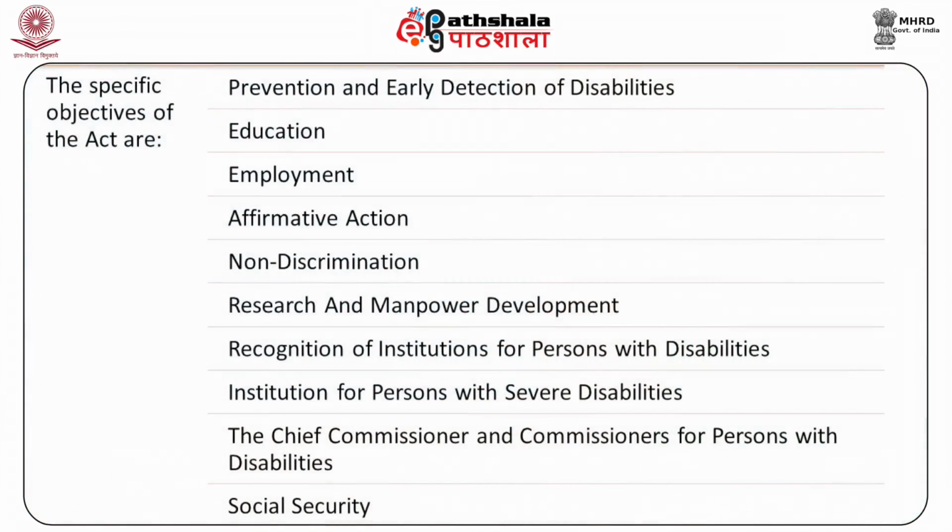The specific objectives of the Act are prevention and early detection of disabilities, education, employment, affirmative action, non-discrimination, research and manpower development, recognition and institutions for persons with disability, institutions for persons with severe disability, the Chief Commissioner and Commissioners for Persons with Disability, and social security.